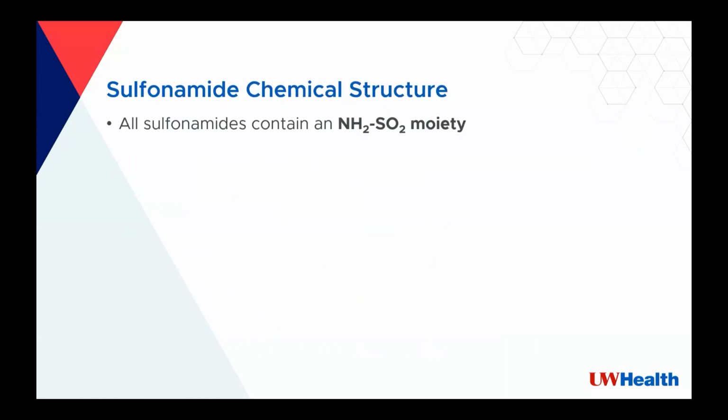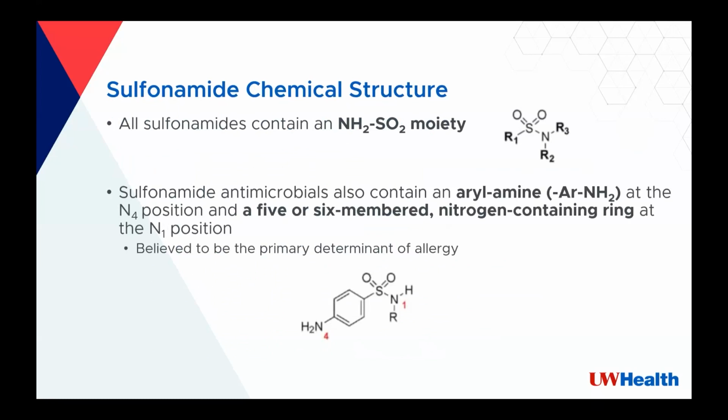Now, when addressing these allergies, it's important to think about the chemical structure of sulfonamides. So all sulfonamides contain an NH2SO2 moiety, seen there to your right. And sulfonamide antimicrobials also contain an aryl amine at the N4 position, and then a 5 or 6 membered nitrogen-containing ring at the N1 position. And these 2 additional groups that the sulfonamide antimicrobials contain are believed to be the primary determinant of allergy, rather than that NH2SO2 moiety that all sulfonamides contain.